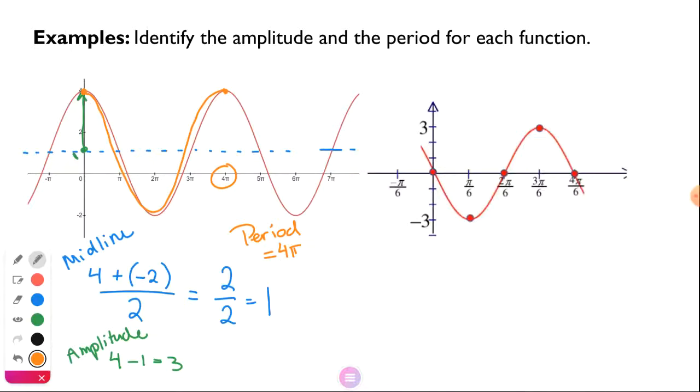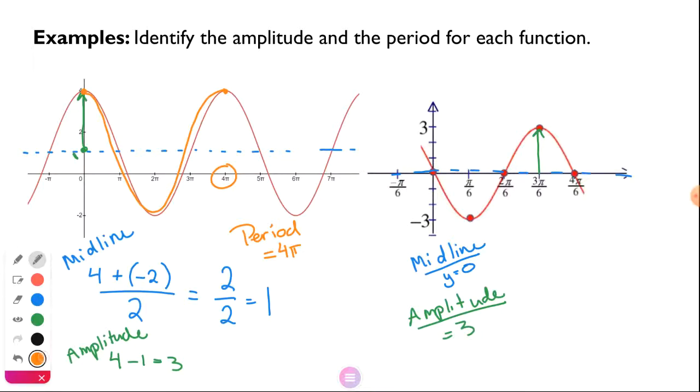Okay. Same thing with the next function. We're looking for the midline. This one's a little easier to do visually. It's right here in the middle. Okay, so our midline is at y equals 0. The amplitude is that height. So I'm going to look at it here. From our midline up is 3. So the amplitude, we get that this is 3.